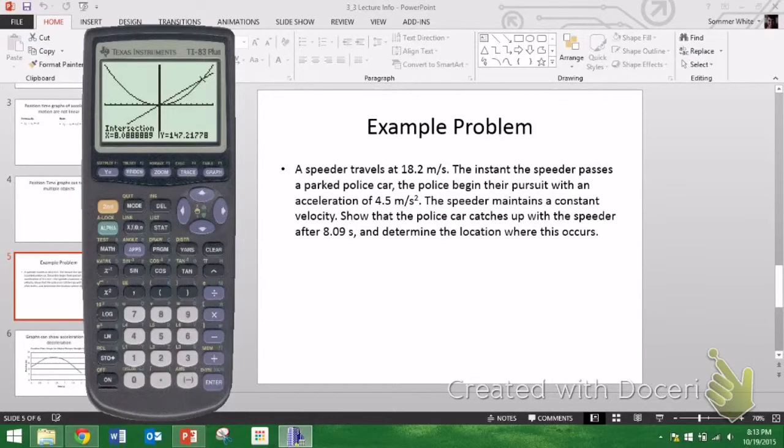and 147. Remember, our position was our dependent variable, which was on our y-axis, and our time was our independent variable, which we graphed on our x-axis. Well, that verifies everything that we found out. Right? Because you can see that we have our time of 8.09 seconds, and we even have our position of 147 meters, just like we expected.